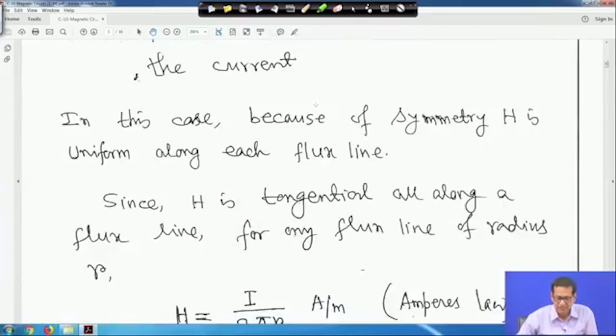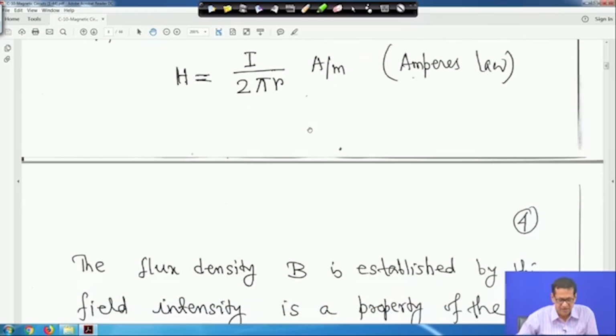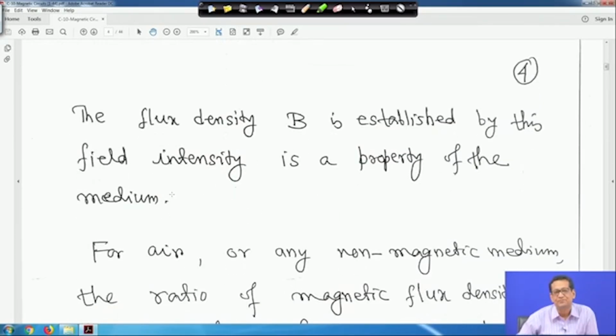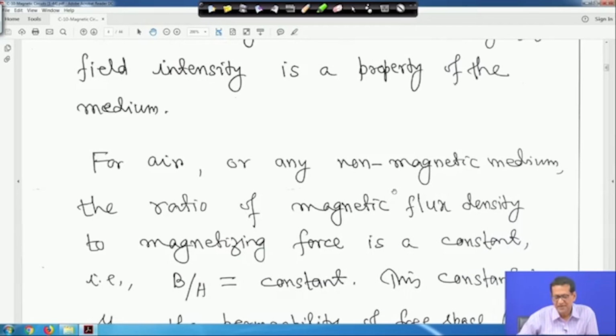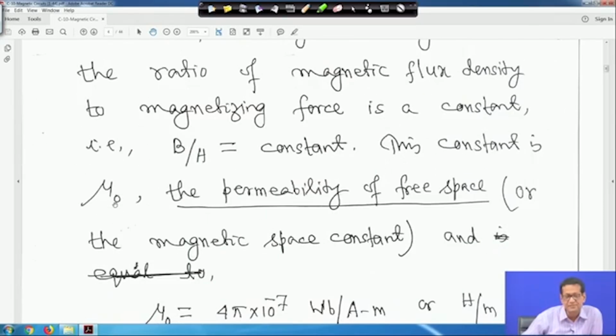So, this is actually H is equal to I upon 2 pi r, ampere per meter, that is Ampere's law. Now, the flux density B is established by this field intensity, and is a property of the medium. For air or any non-magnetic medium, the ratio of magnetic flux density to magnetizing force is a constant. If B is the flux density, its unit is Tesla or Weber per meter square, and H is the magnetic field in ampere per meter, or later we will see ampere turns per meter. That B by H is constant, that is, the flux density to magnetizing force ratio is always constant, and this constant is defined as mu 0.